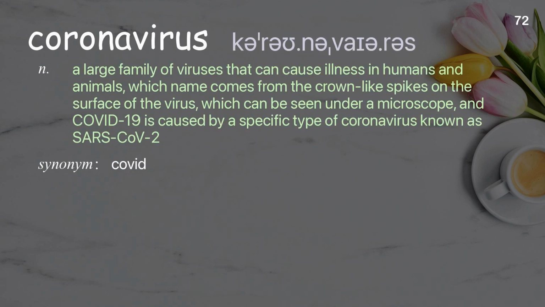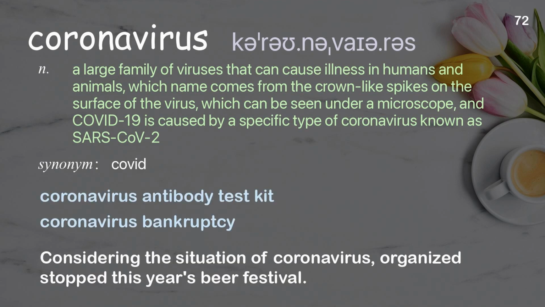Coronavirus. A large family of viruses that can cause illness in humans and animals, which name comes from the crown-like spikes on the surface of the virus, which can be seen under a microscope, and COVID-19 is caused by a specific type of coronavirus known as SARS-CoV-2. Examples: Coronavirus antibody test kit. Coronavirus bankruptcy. Considering the situation of coronavirus, organizers stopped this year's beer festival.